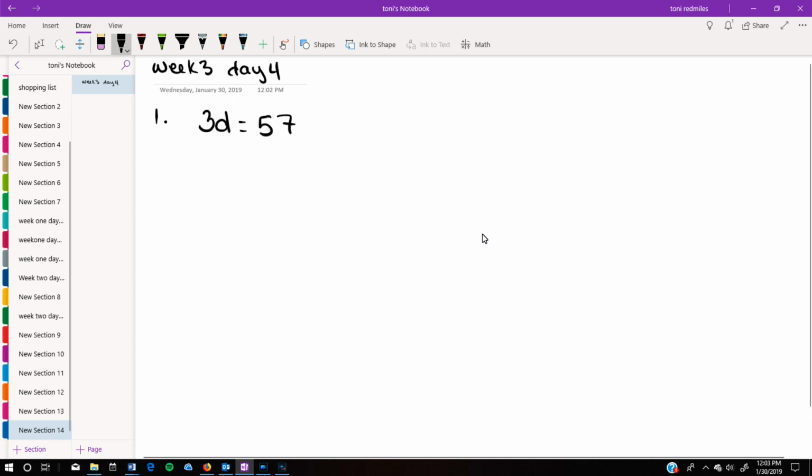I want to solve for D, so I have to get D by itself. So I have to ask myself, what is 3 doing to D? Well, it's multiplying. So the opposite operation would be to divide. That will give me the required 1 here and leave me with just D. And 3 goes into 57 19 times.